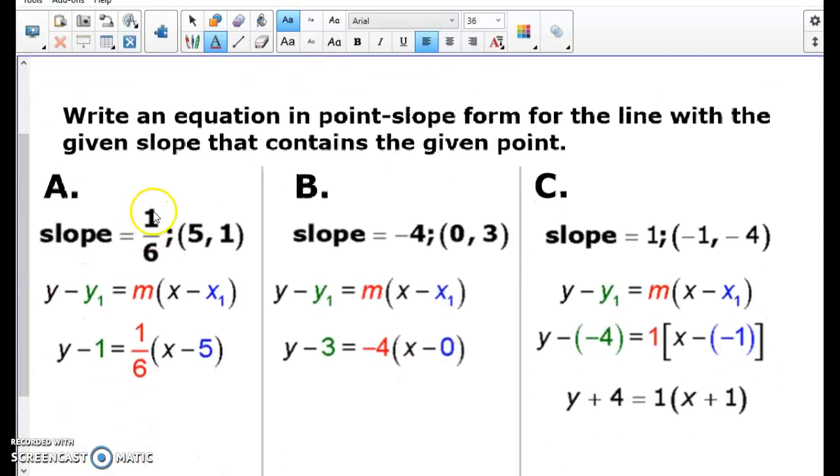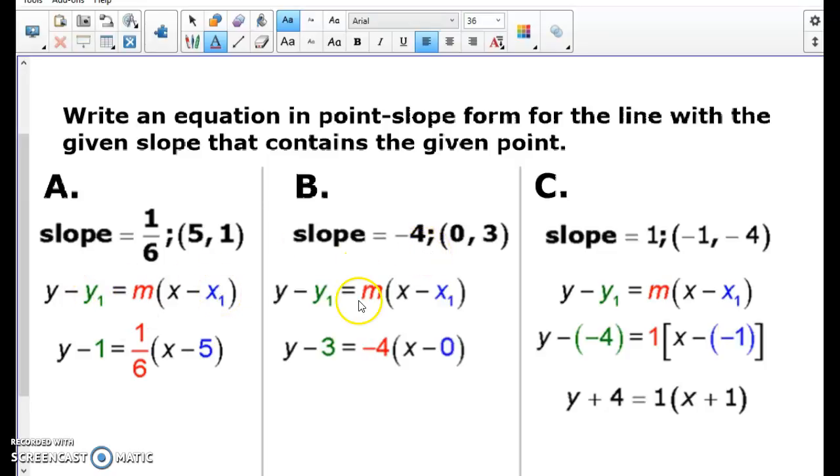Our slope is 1/6, and our point is 5 and 1. Remember, this is alphabetical order, so x is 5, y is 1. I'm just going to plug it into this formula. My y for this problem is 1, so I have y minus 1 equals, my slope is 1/6, and then my x is 5, so x minus 5. Remember that y and x are staying the same. We're replacing that y1 and that x1.